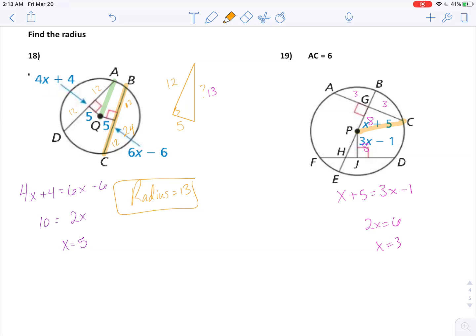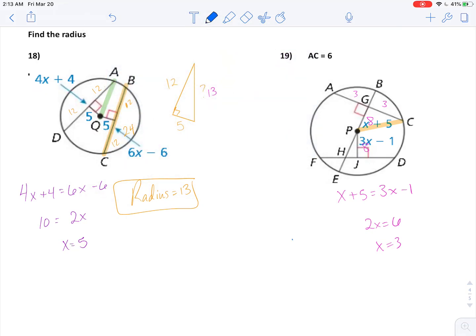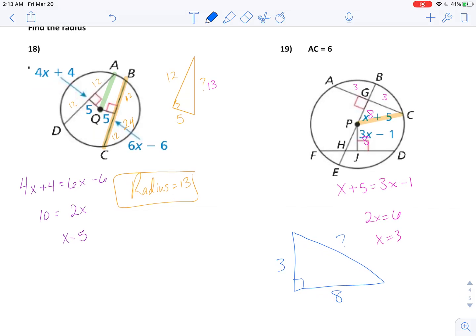This is 8. And I really do want my radius. Wow, that's not good. I'd like a radius, please. Thank you. So now what we're looking at is, do this in blue. I've got right angle. I want the radius. I've got 3 and 8. You could switch the 8 and 3. It really doesn't matter.